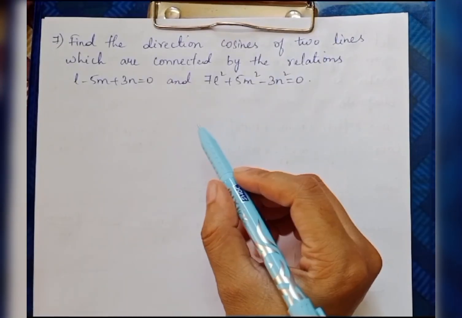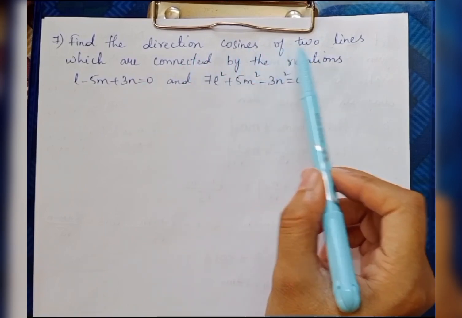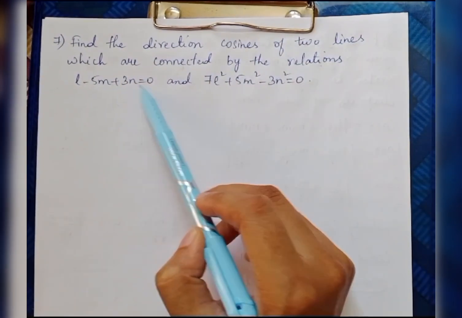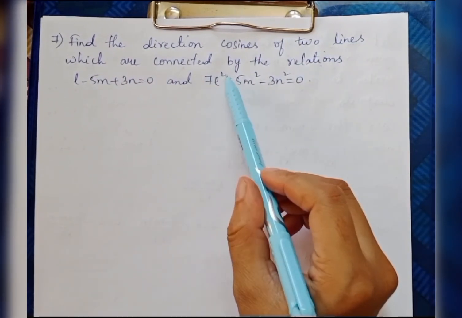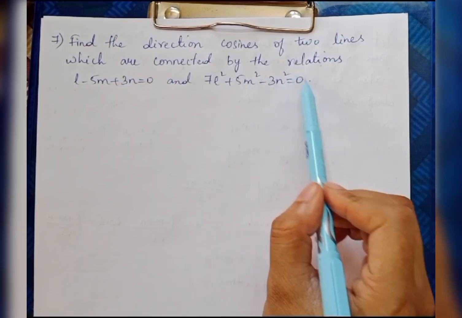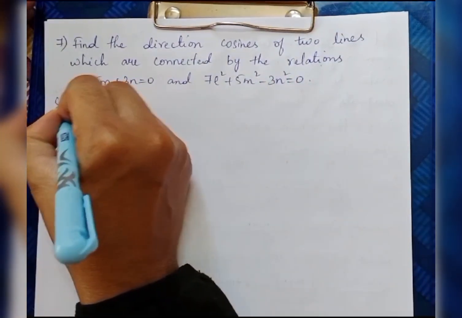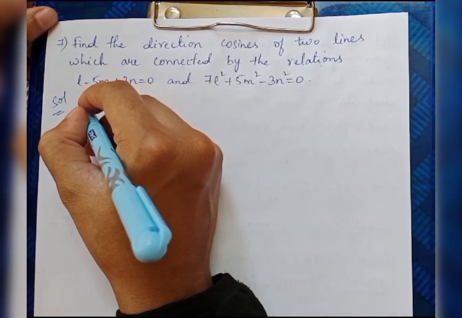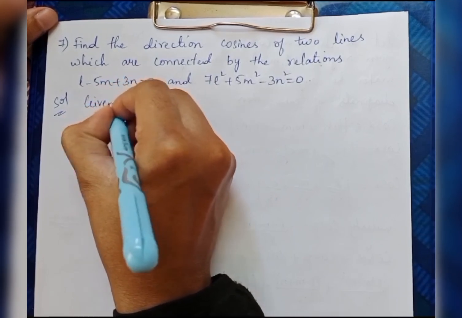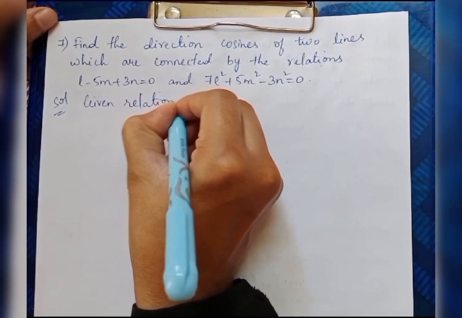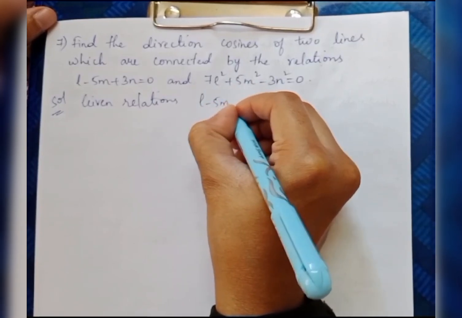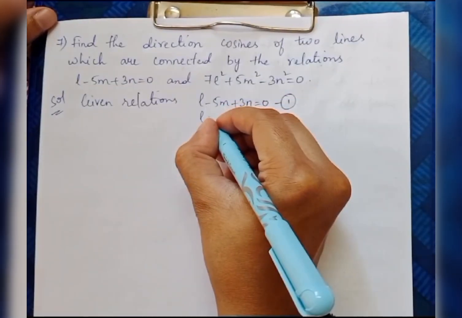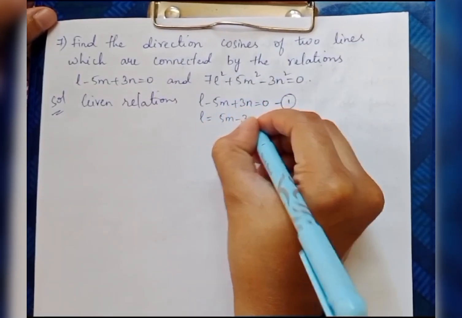So the last LEQ of this chapter is: find the direction cosines of two lines which are connected by the relations L minus 5m plus 3n equal to 0 and 7l square plus 5m square minus 3n square equals 0. So we should find the direction cosines, DCs, okay? First we should find the direction ratios, then we'll get direction cosines. So given relation, first equation is L minus 5m plus 3n equal to 0, equation 1. From here we'll get the value of L is equal to 5m minus 3n.